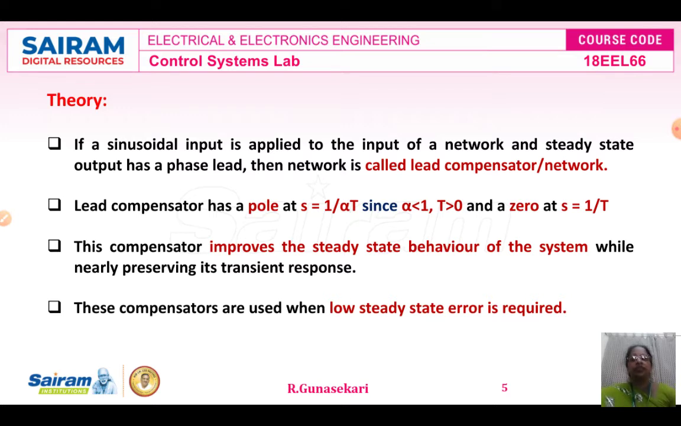of the signal generator, and the steady state output has a phase lead, then the network is called the lead compensator network. The lead compensator network has a pole at S equal to 1 divided by alpha T, where alpha is less than 1, T is greater than 0, and a zero at S equal to 1 by T. The lead compensator improves the steady state behavior of the system while nearly preserving its transient response.